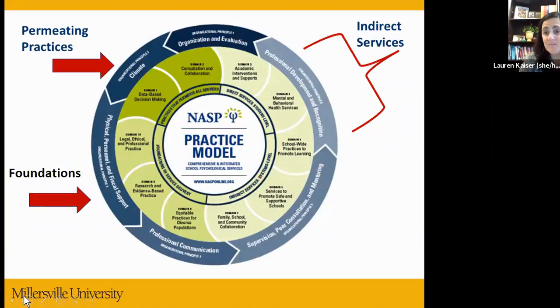We have the NASP practice model. NASP asserts that consultation is a permeating practice, and it's basically our way of delivering evidence-based academic interventions and supports, which, as we'll see today with some of our research, academic interventions done really well can also be a really good mental and behavioral health intervention for many kids, because for kids in schools, their self-esteem and self-competence is often tied into how they're doing in school.